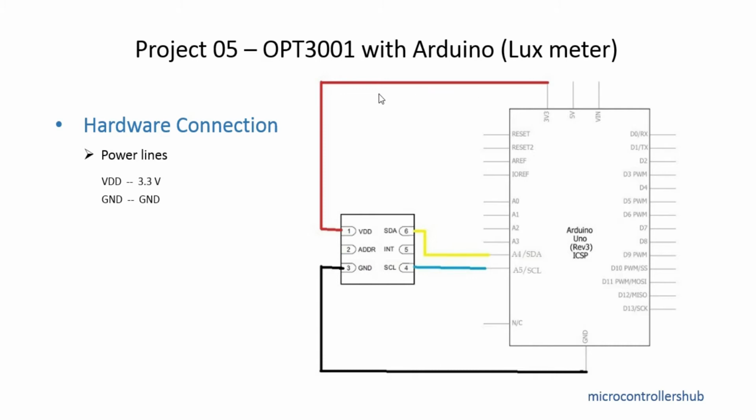Make sure you are using 3.3 volts, as this sensor runs in the range of 1.8 volts to 3.6 volts only. Furthermore, it is featured with an I2C bus. So connect the A4 and A5 pins of the Arduino to the SDA and SCL pins.